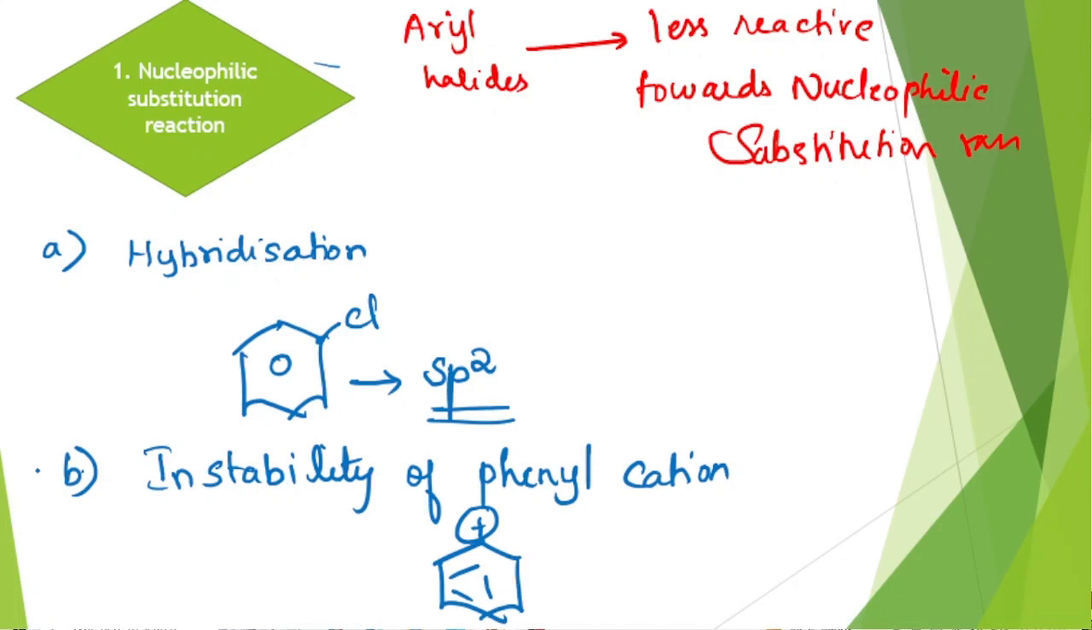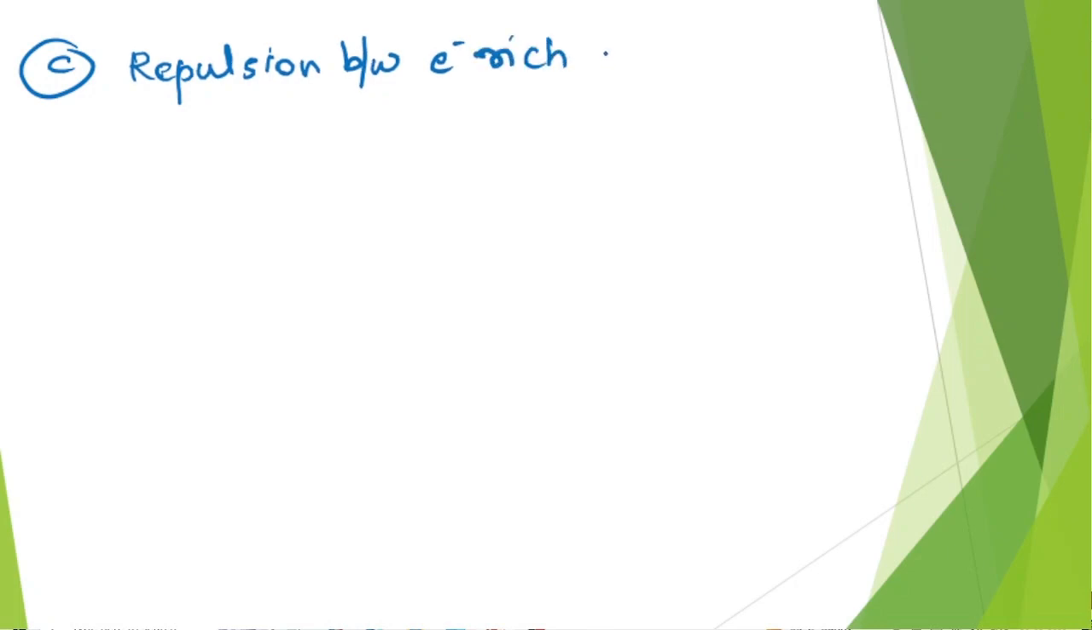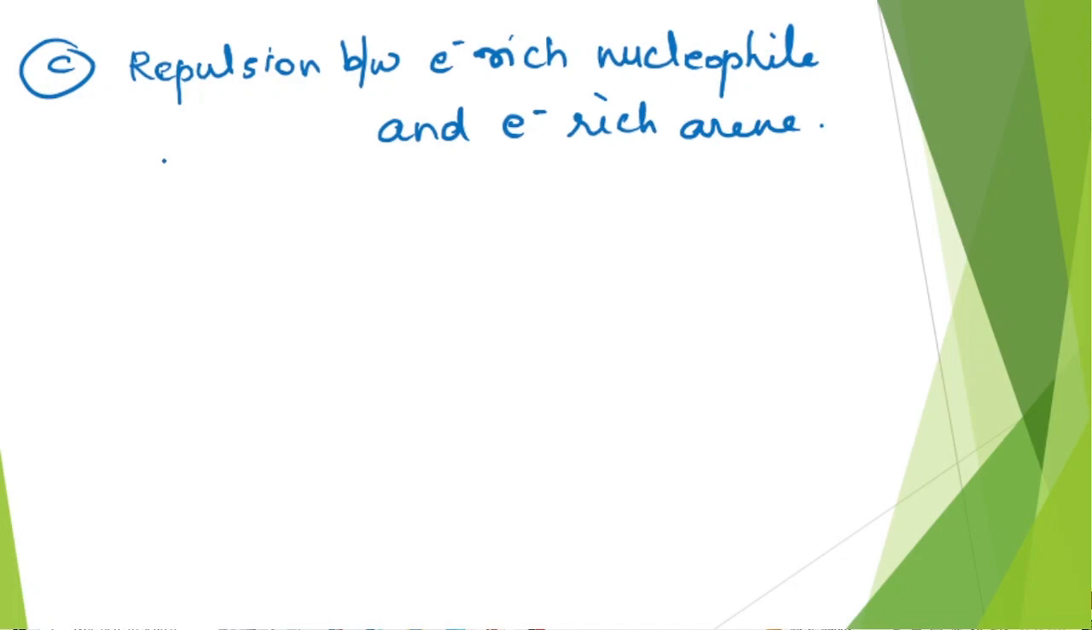Okay, so next one is C1. C1 is going to be repulsion between the electron-rich nucleophile and the electron-rich arene. So there will be a repulsion between the electron-rich nucleophile and the electron-rich arene. So that can also be another reason.